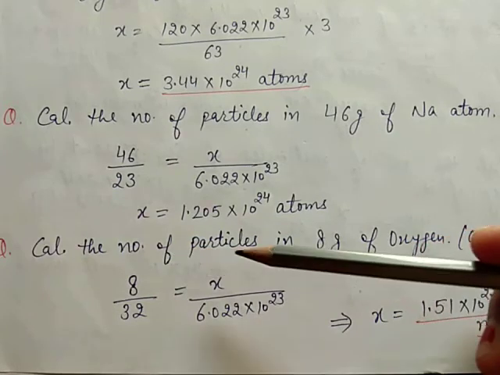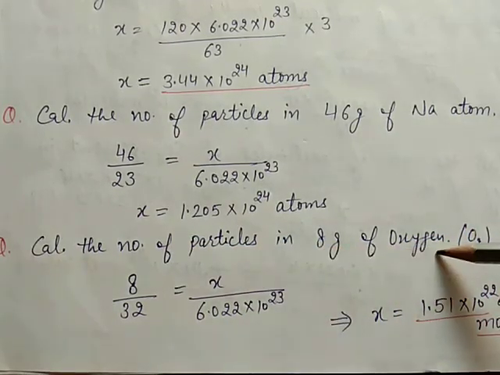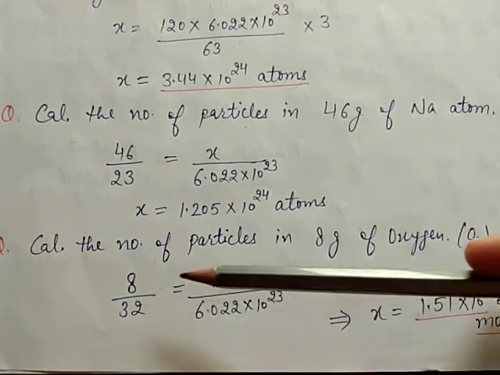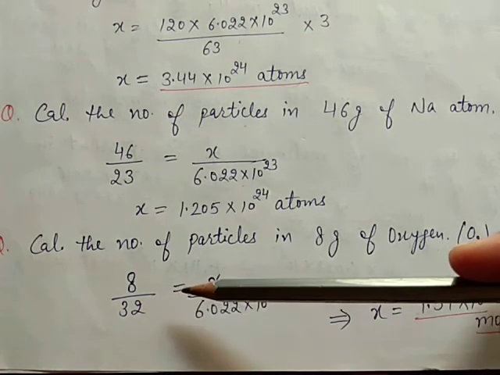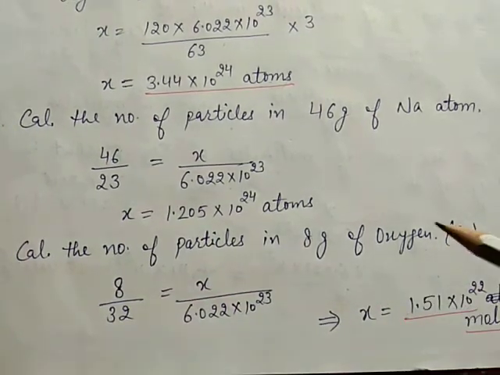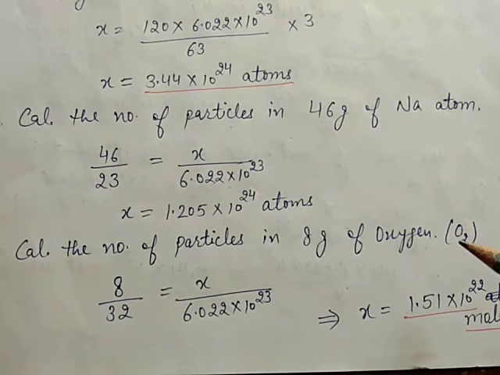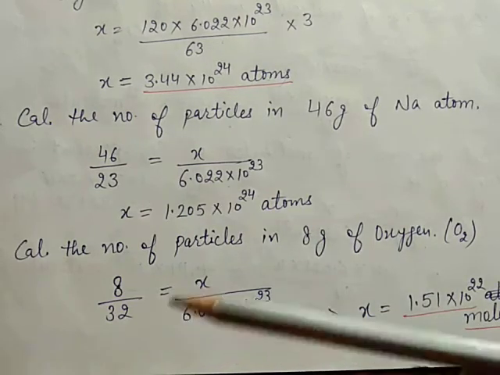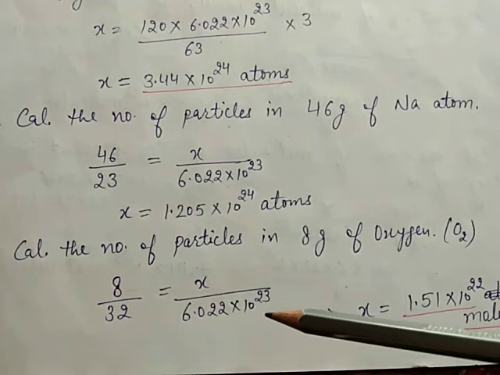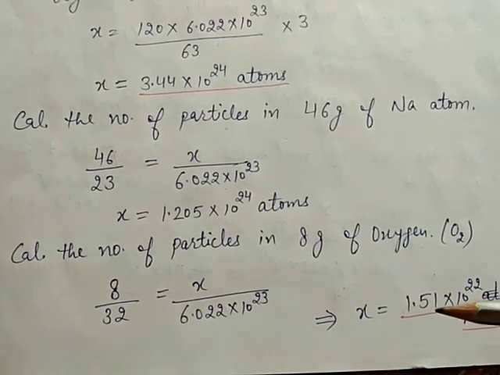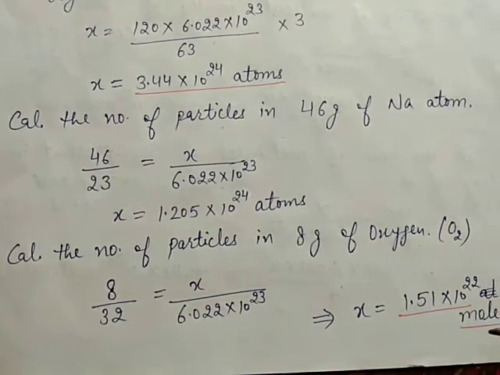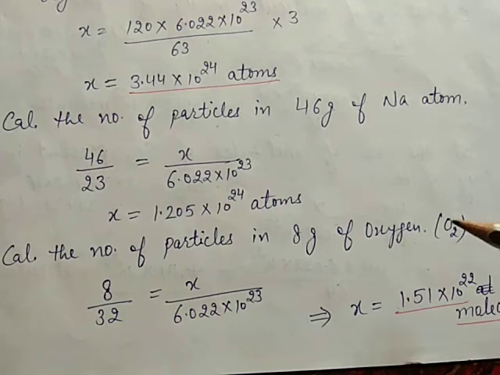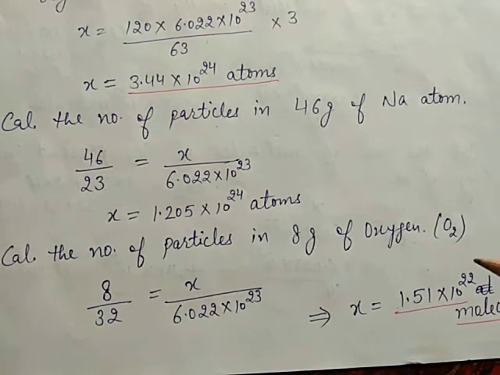Next question: calculate the number of particles in 8 gram of oxygen, that is O2. Same formula is applied here, given mass divided by molar mass is equal to number of particles. O2 is a molecule, so molecular mass means 2 multiply 16, that is equal to 32. That is equal to X divided by Avogadro number. After cross multiplication, the answer is 1.51 into 10 to the power 22 molecules. Here we have to calculate the number of particles in the form of molecules, because oxygen is in the form of O2. O2 is a molecule.